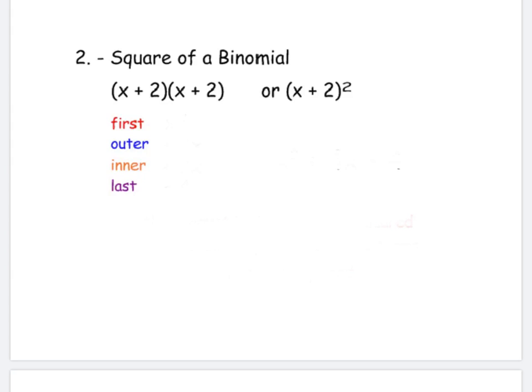The other type of special product is the square of a binomial. This time, if you're looking at what you have here, you have x plus 2 times x plus 2, or because both of the binomials are the same, you could write it as x plus 2 squared. So let's take a look at what happens here.